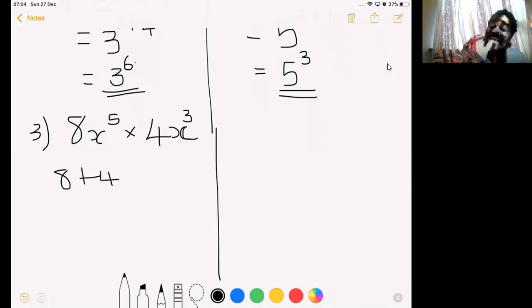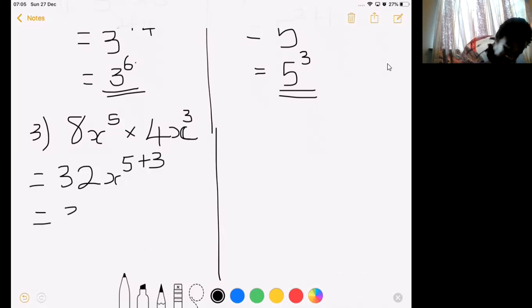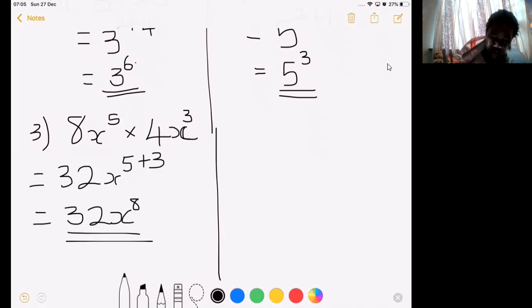We say the rule, it only adds the exponent. So it means 8 times 4 stays as it is. The multiplication we know, so it's going to be 8 times 4, which is 32. So it's 32x to the power of 5 plus 3. It's only the exponents that we are going to add. The multiplication stays as it is. Which is equal to 32x to the power of 8. Example number 4.